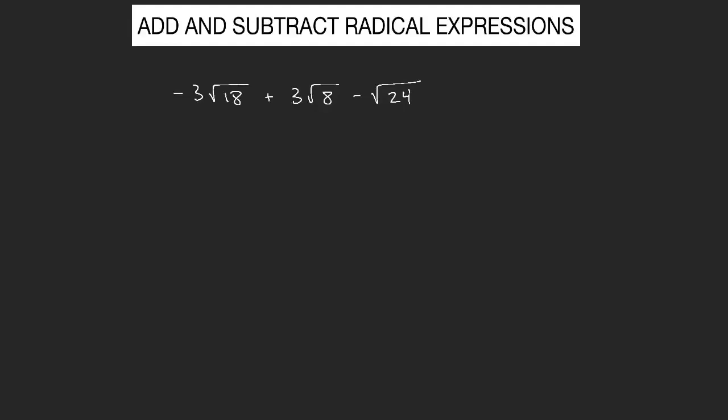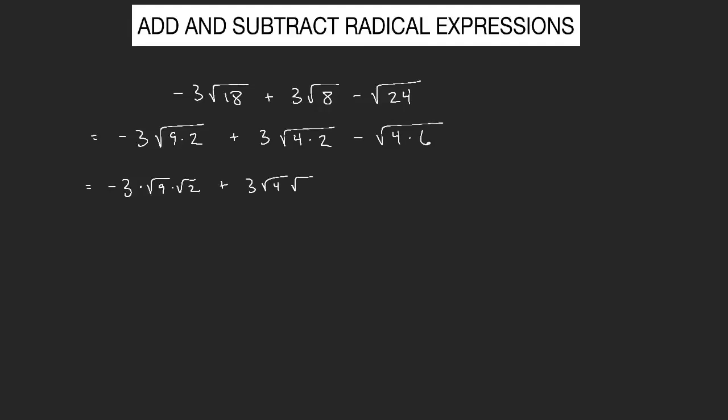Okay, negative 3 root 18 plus 3 root 8 minus root 24. Let's break this one up. Negative 3 times root 18 is 9 times 2, plus 3 times root 8, and 8 is 4 times 2, minus root 24, which is 4 times 6. So we have negative 3 times root 9 times root 2 plus 3 times root 4 times root 2 minus root 4 times root 6.